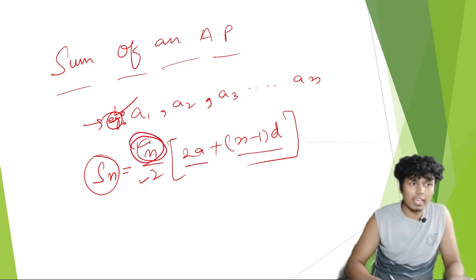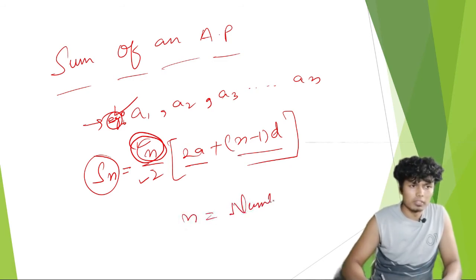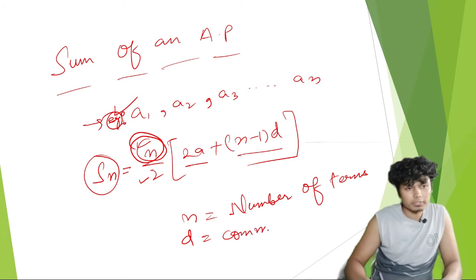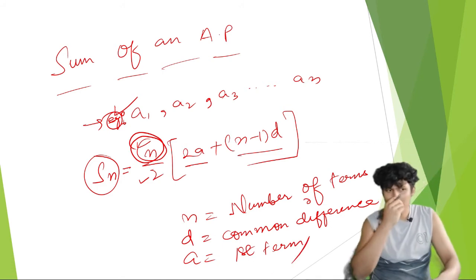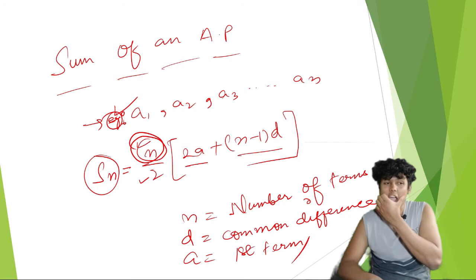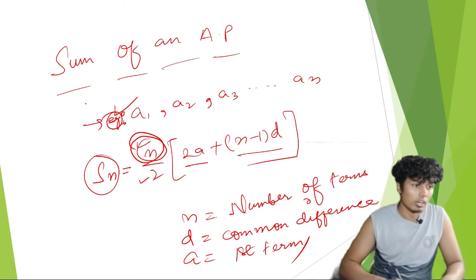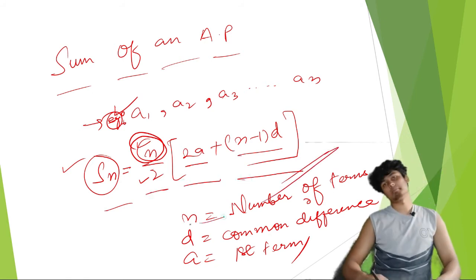What is n here? n is the number of terms. What is d here? Common difference. What is a here? First term. Okay, we know the first term, we know the number of terms, and we know the common difference. I hope it is clear to you, not that difficult. We have got all these things: Sn is equal to n divided by 2, 2a plus (n minus 1) d.